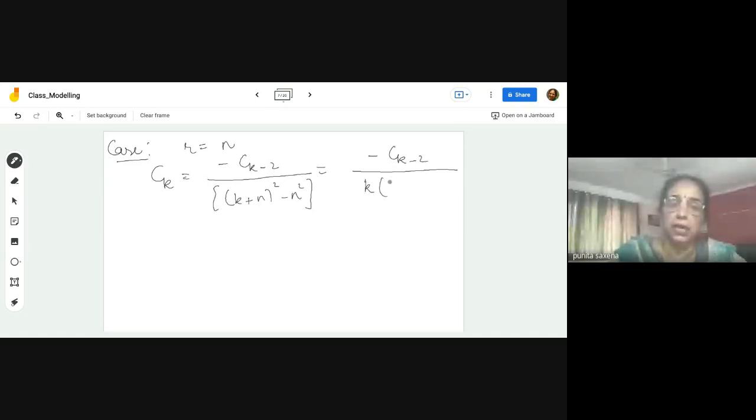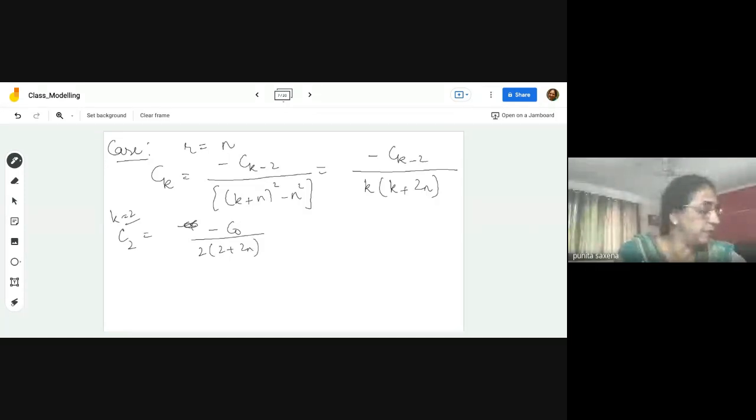Which we can write as k into k plus 2n. Is that okay? Yes, ma'am. Right. So now, what will be C2? Now, C2 means when k is 2, right? So C2 will be, sorry, minus C naught upon 2 into 2 plus 2n, right? Which I think I can write as minus C naught upon 2 square into 1 plus n.